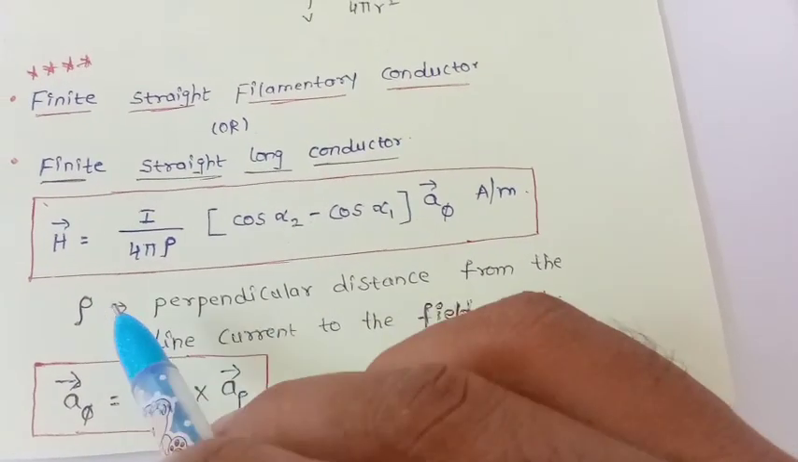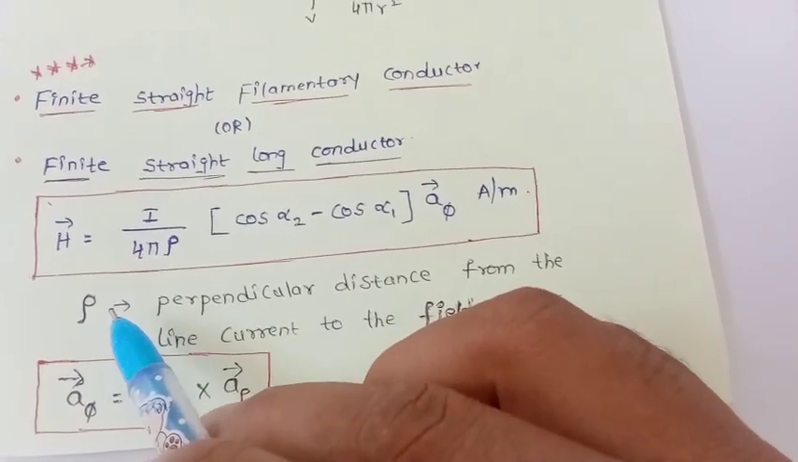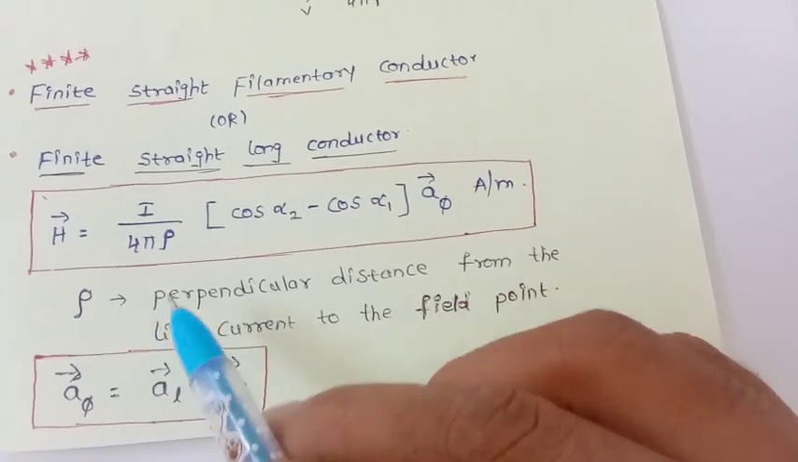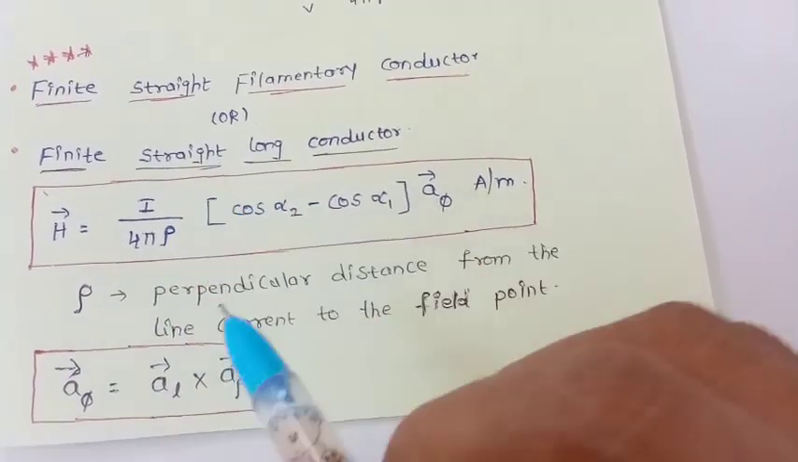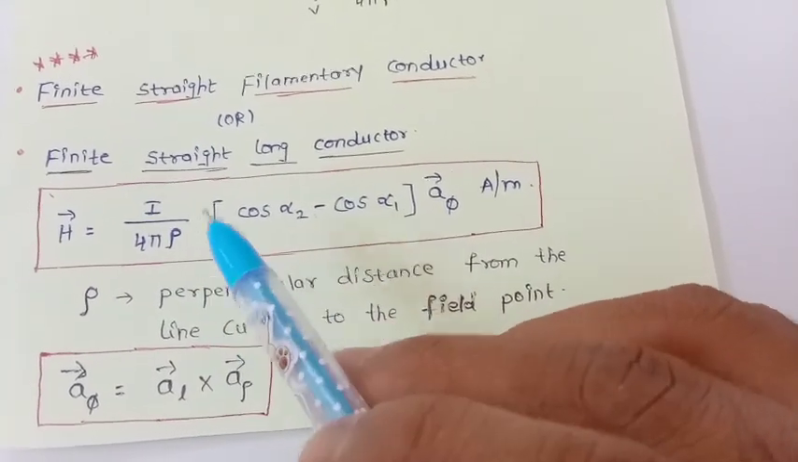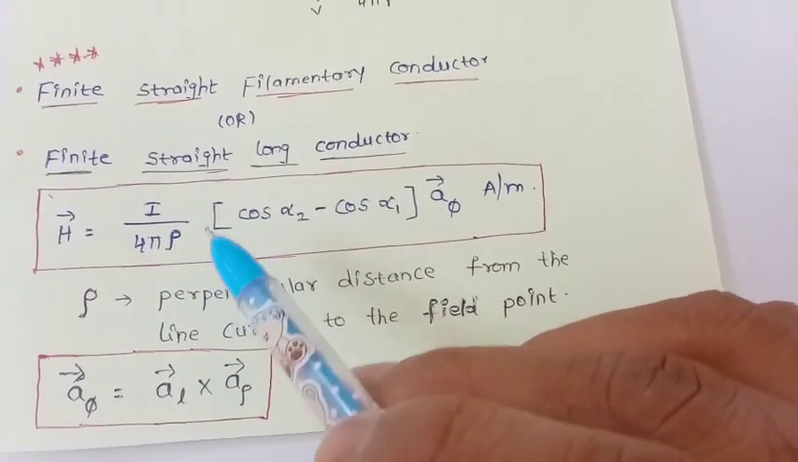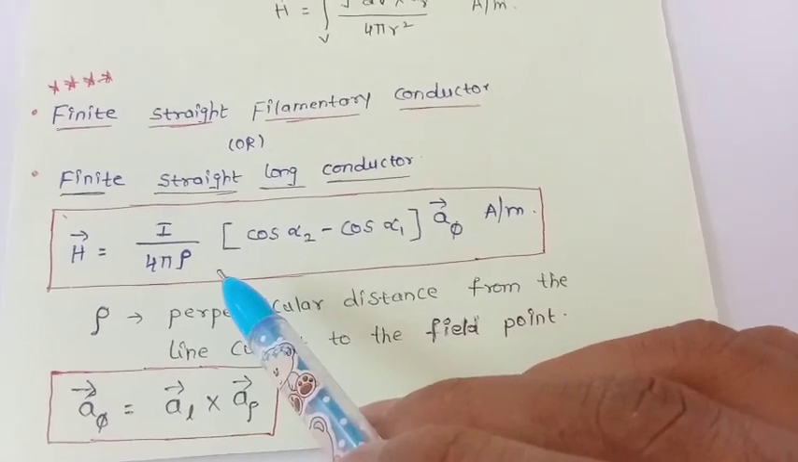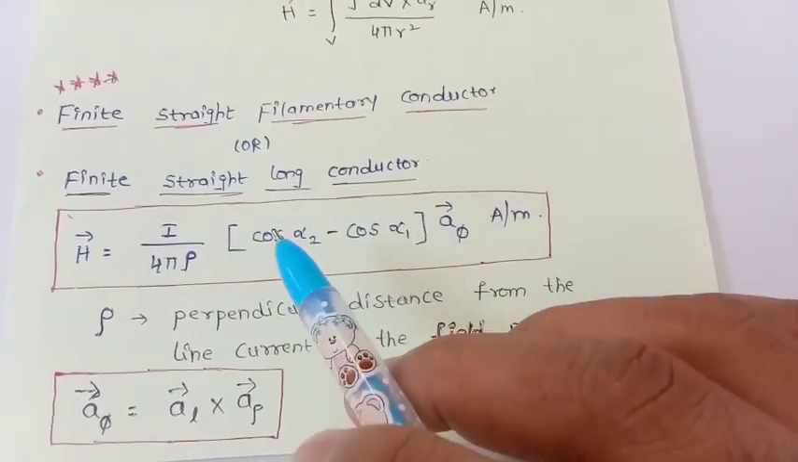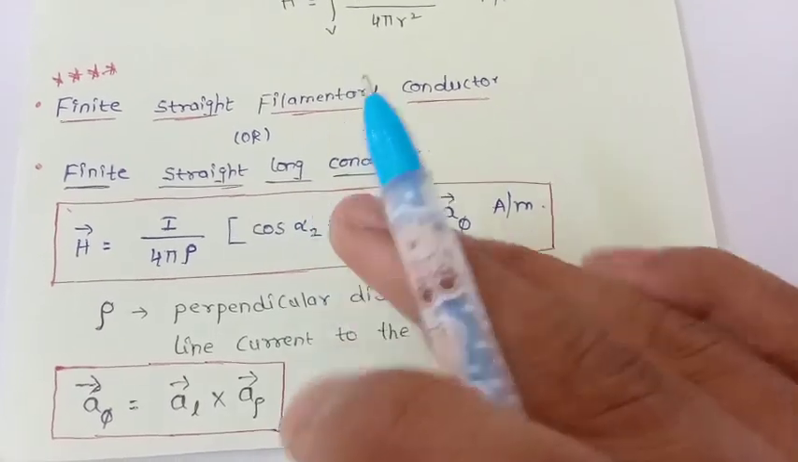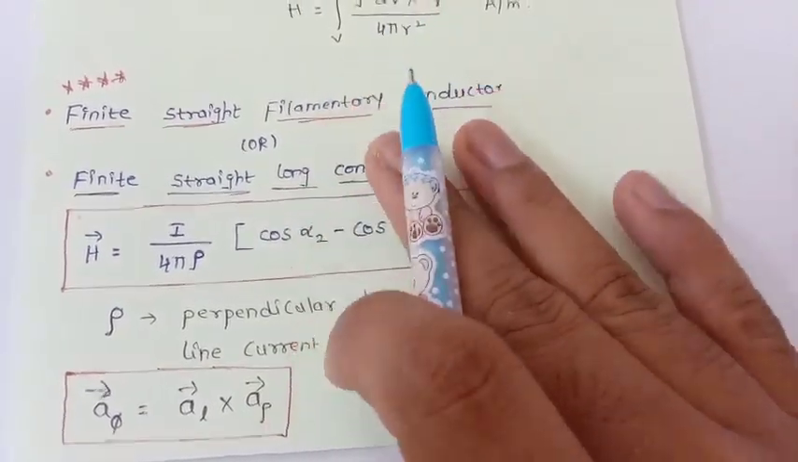Is it clear? If you want to determine the rho, then definitely you have to keep in mind one point: first of all observe where the conductor is. That means whether the conductor is present on the x-axis, y-axis or z-axis, that axis coordinate in the given point should be 0. Remember that point. Is it clear?